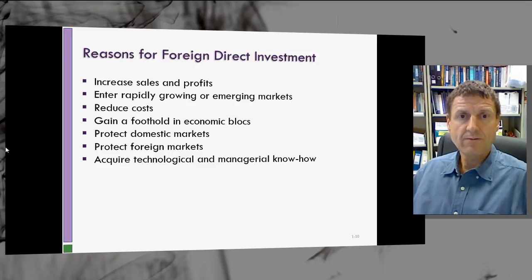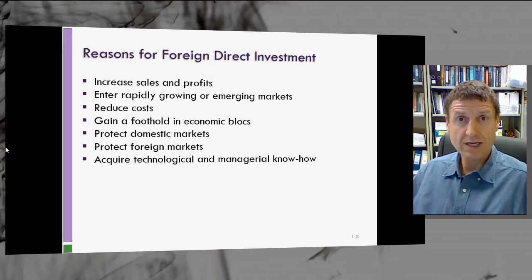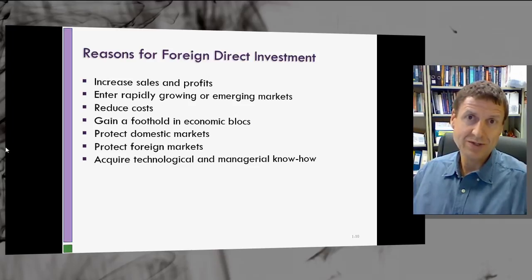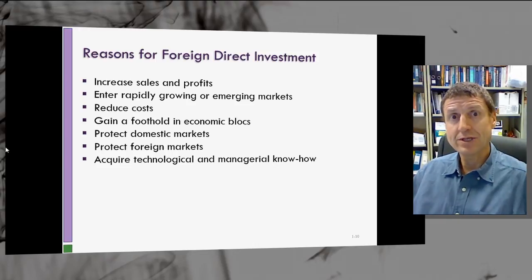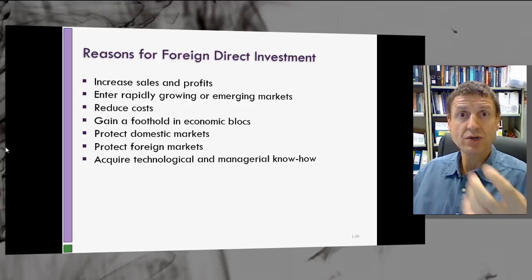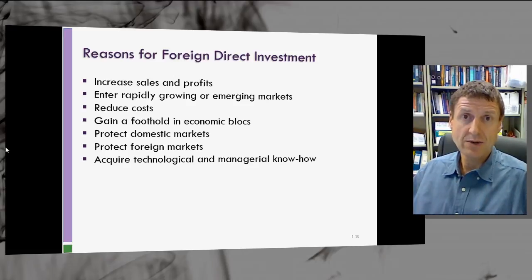Other reasons for foreign direct investment are to enter into rapidly growing or emerging markets. So we know a lot of multinationals around the world are trying to enter into China. Originally, they came to China. Why? So they can source from China. But now they're trying to sell to China. They're trying to tap into the Chinese consumer. Originally, going to China was to reduce costs, because you can get some widget manufactured. You can get some jeans cut and sewed for very cheap, for one-third, one-fifth the price of doing the same in the USA.